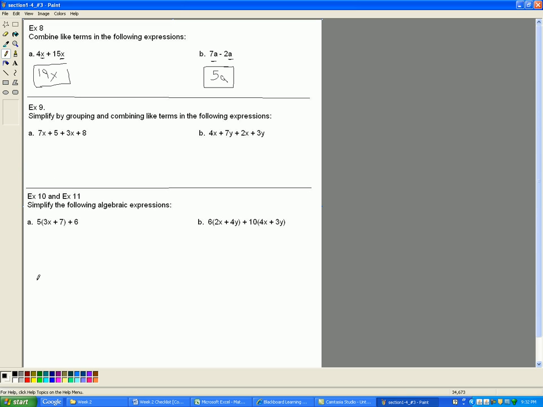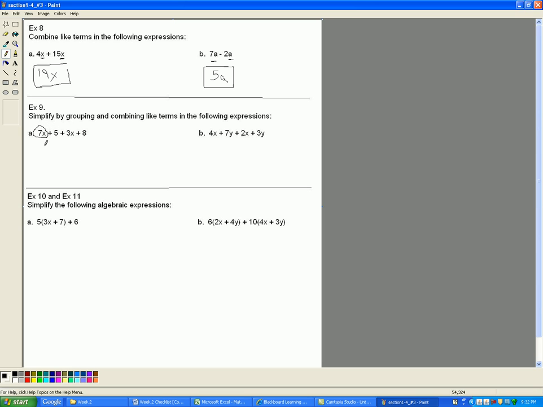Example 9 deals with simplifying by grouping and combining like terms. So when we say grouping, what we like to do is use the commutative and the associative properties to put things next to each other that we know we can add and subtract very easily. So one rule I like to always do is look at my expression and find the first term I'm working with, and it's a 7x. That's my first term. We see there's 4 terms, right? 1, 2, 3, 4. So my first term is a 7x.